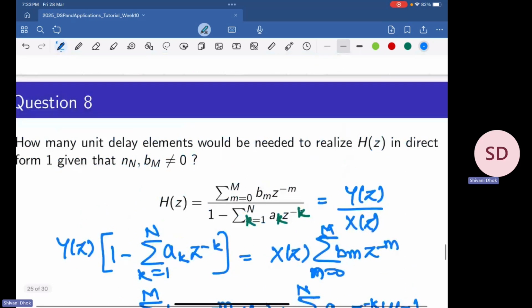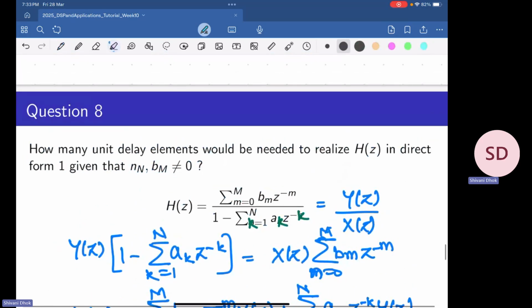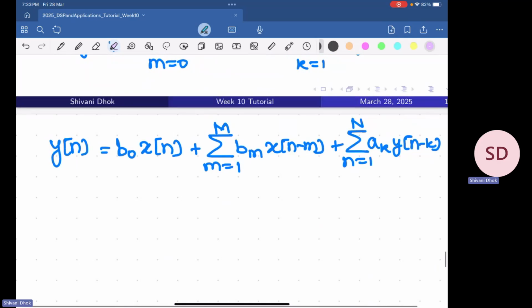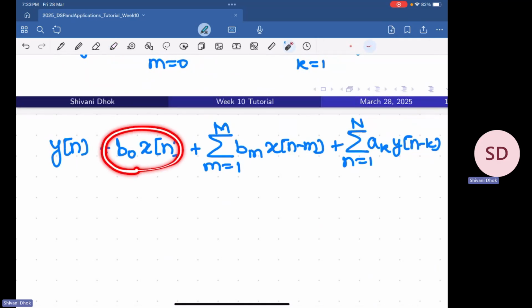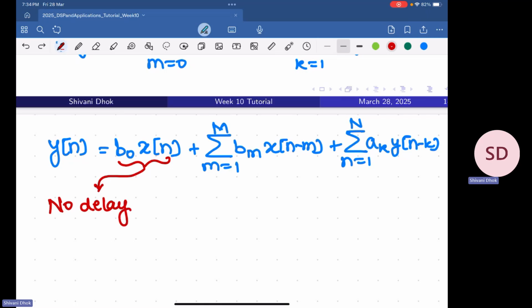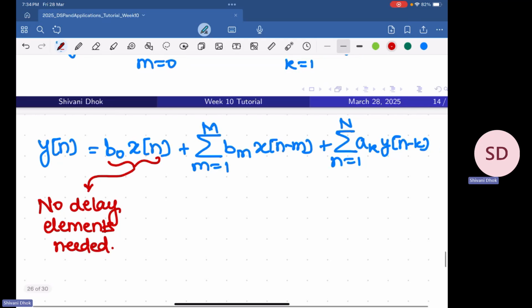Now what do we need to figure out? We need to find the number of delay elements required to realize this system H of z. If you observe here, in this part b_0 x of n, x of n is the current input, so for this no delay elements are required. Now just focus on the first summation.